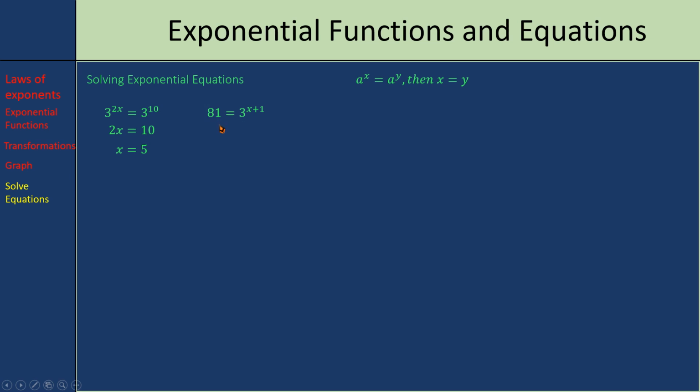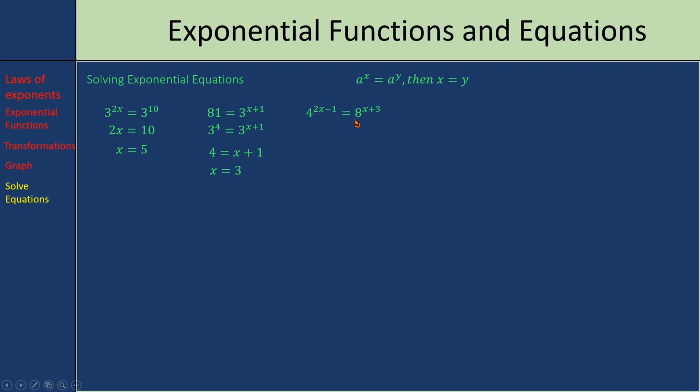You break it down. 81 gives you what? 9 times 9, which is 3 times 3 times 3 times 3, right? So which is 3 to the 4th power. Now they match, right? The base is 3. So I can have 4 is equal to x plus 1. And solve for that, x is equal to 3.